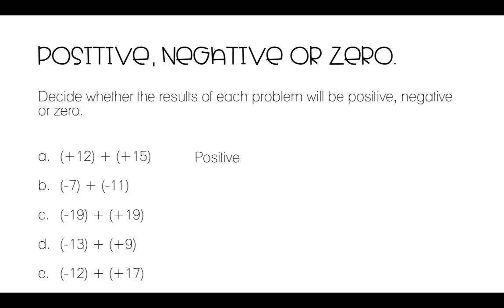Negative 7 plus negative 11. Well, that's actually going to give us a negative answer because we're adding negative 11, which means we're actually moving again in the negative direction. Negative 19 plus positive 19 gives us 0. Negative 13 plus positive 9 gives us a negative, and negative 12 plus 17 gives us a positive.